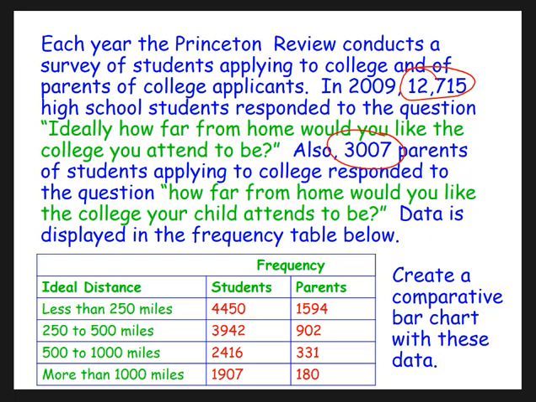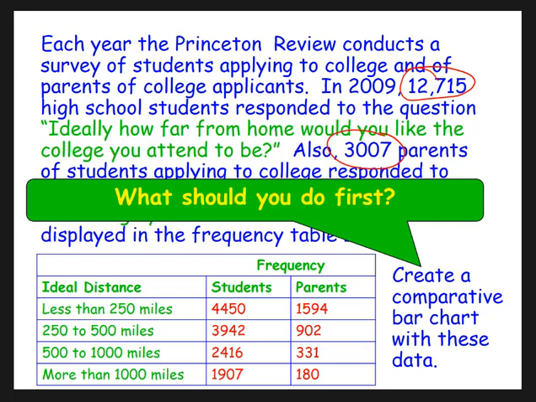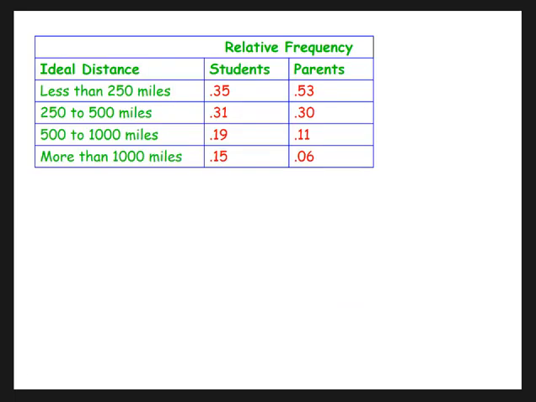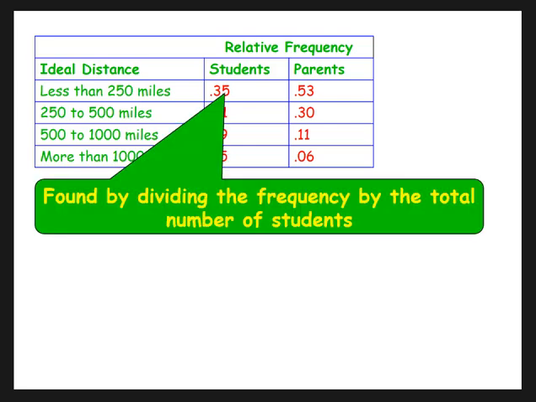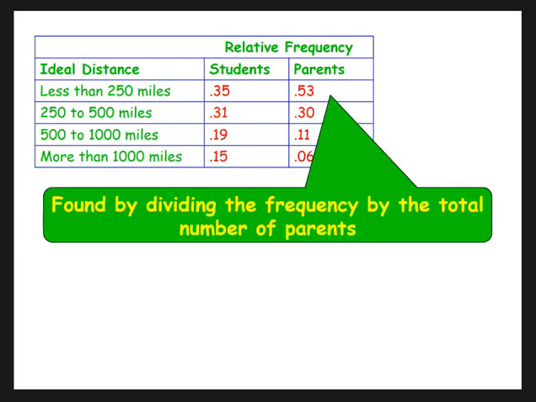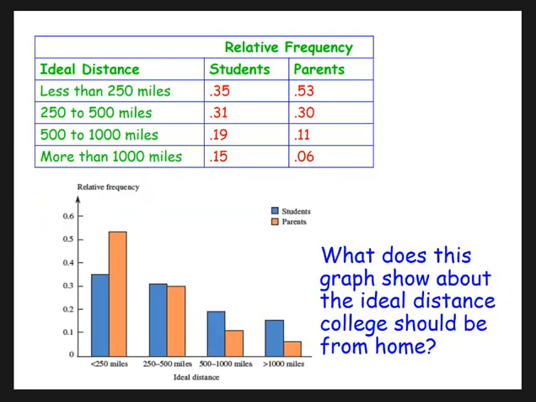So our table down here shows that data. What should we do first? Well, we convert them to those relative frequencies. So we divide each frequency by the total frequency for that data set. So the students by that 12,700 and whatever, and the parents by the 3,000. And we get the relative frequency for each.